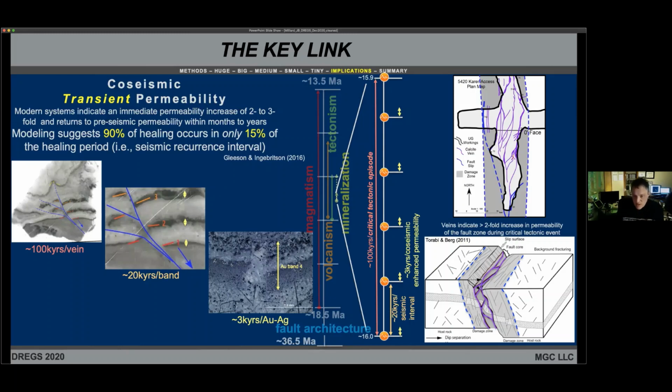Then we have the interseismic period where that healing occurs, where you get more or less the barren, dead calcite and quartz in between those mineralized bands, kind of representing the interseismic healing period during this ore forming episode.